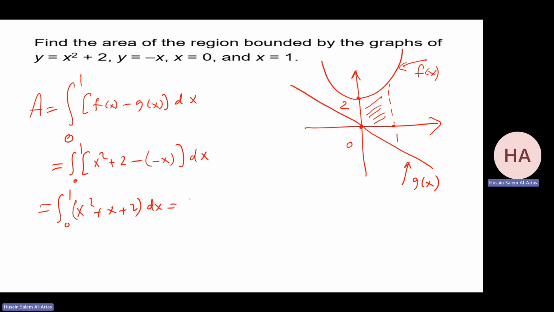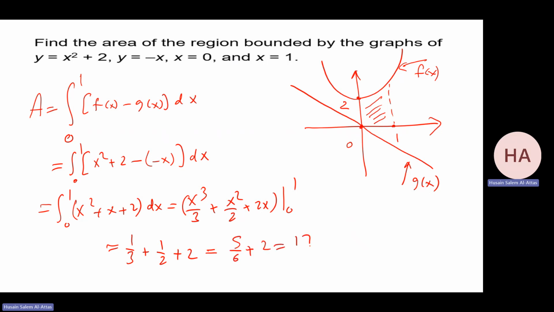That gives me x cubed over 3 plus x squared over 2 plus 2x, from 0 to 1, which is easy to do. That will be 1 over 3 plus half plus 2 minus 0, ignore it. So I have 5 over 6 plus 2, which is 12 over 6. That will be 17 over 6.